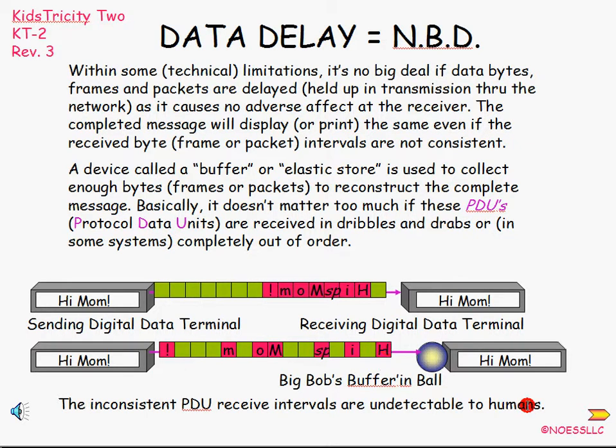But when they get mixed up, like I just showed you, this can come in here completely jumbled up, but in data applications, you can have this buffer, which is really a storage device, and you can save them up until the thing makes sense and then spit it out into this computer over here as hi, Mom. So data information can be delayed, get out of sequence in these protocol data units, and it's not a big deal.